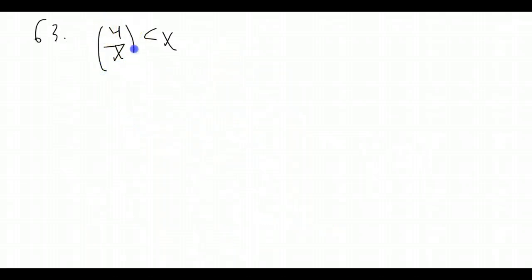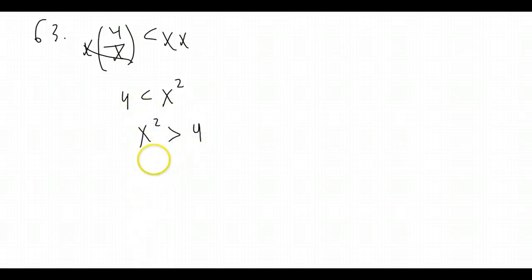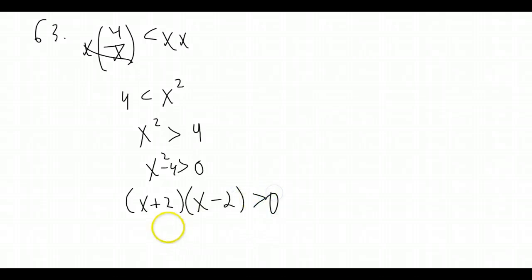Here we go. Just solve this. You're going to multiply by x to get x out of the denominator. Those cancel. You get 4 is less than x squared. Well, let's say it equals 0. Solve it. I don't like that it's on this side, so I'm going to flip it around like that. Bring the x over, bring the 4 over, x squared minus 4, greater than 0. Factor it. x plus 2, x minus 2, greater than 0. x equals -2, and x equals 2. So we got two parts there.